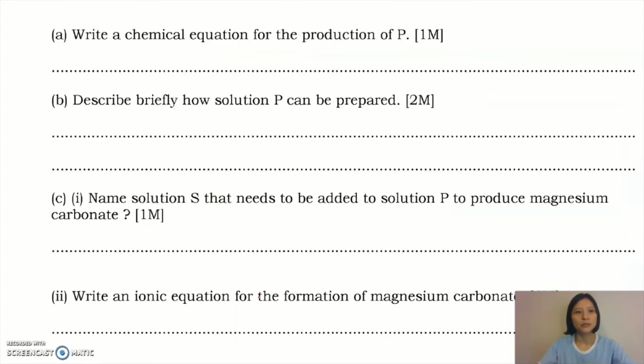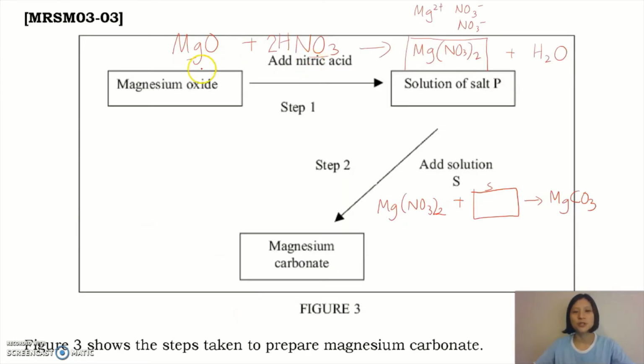Let's go back to this question. Therefore, we can see that this is an insoluble salt. It is a precipitate. So how do we form a precipitate? How do we form an insoluble salt? We use the double decomposition reaction, meaning we must take 2 solutions, add them together so that it becomes one soluble and one insoluble.